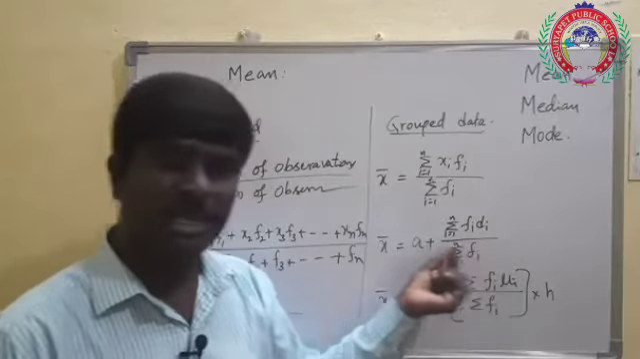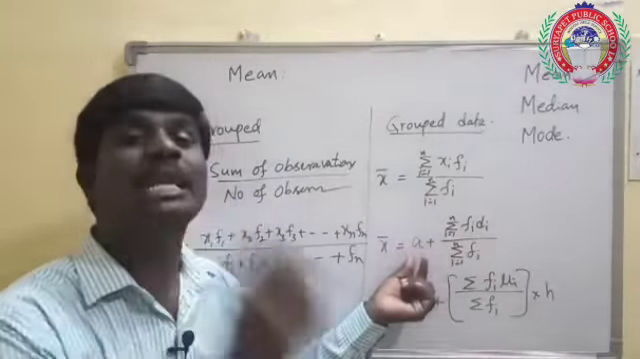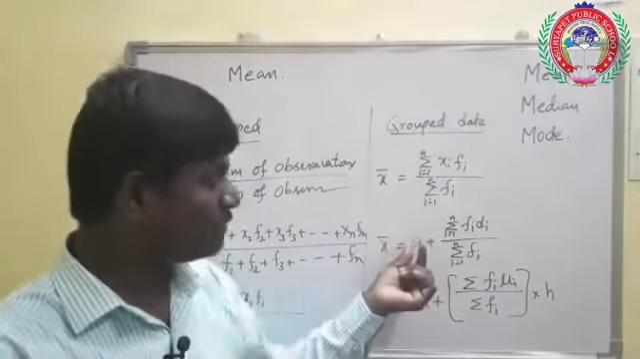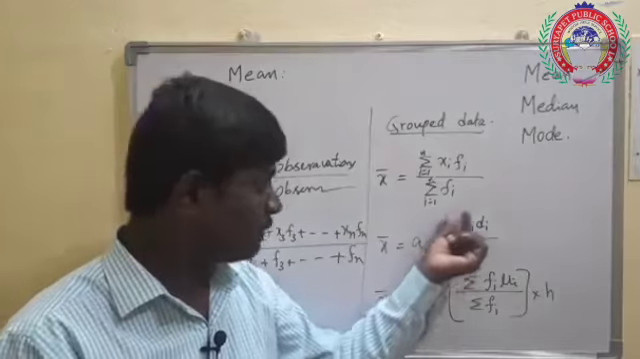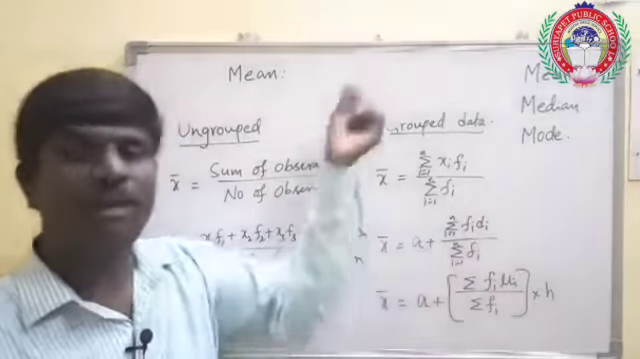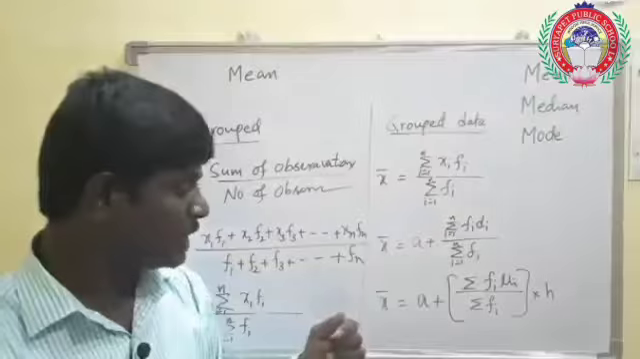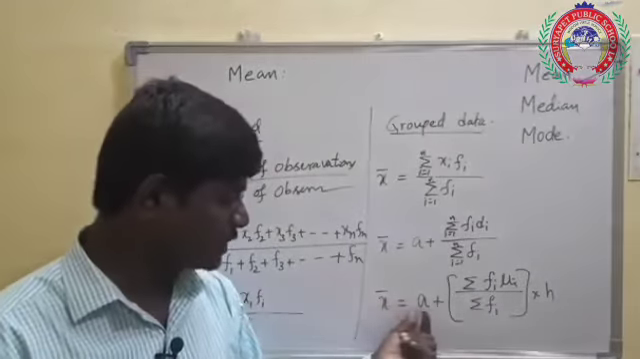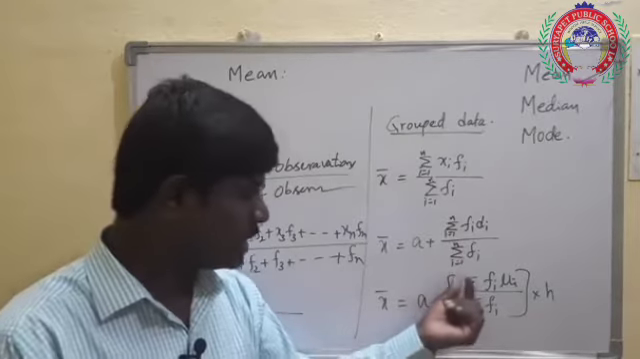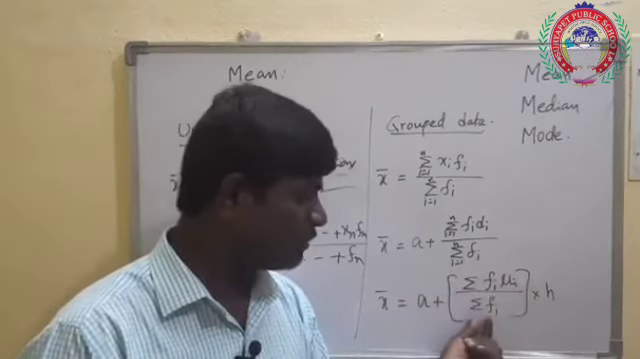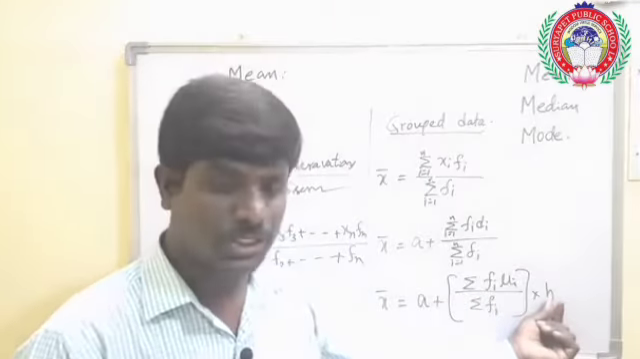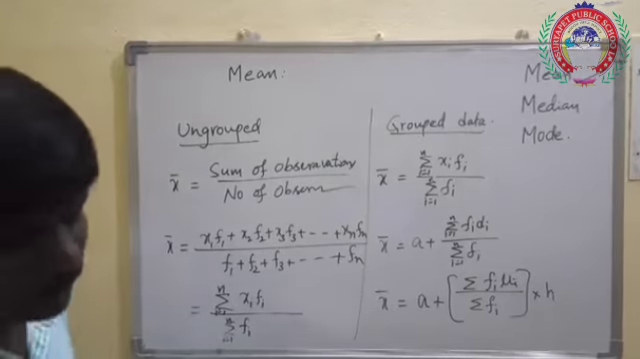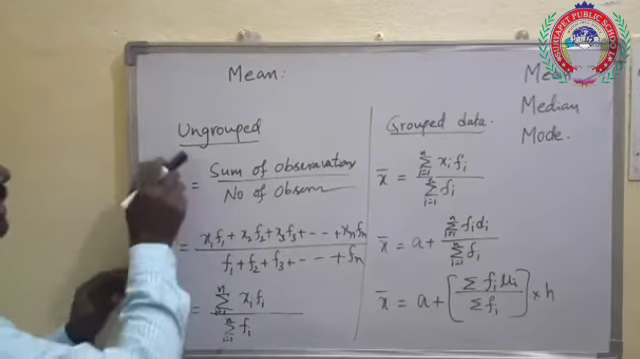Now, in assumed mean method, we will assume any one number as the mean of the data. By using that assumed mean, we will find the actual mean of the data. Here this is called a step deviation method. In step deviation method we use this formula: A plus sigma fi ui whole divided by sigma fi, into h. Right friends?